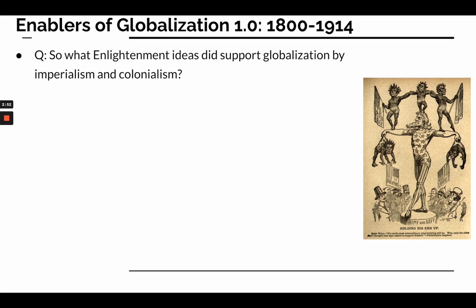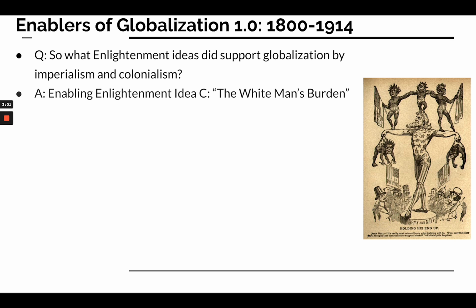So if not the Enlightenment ideas of Ricardo and Smith, what ideas did support globalization by imperialism and colonialism? Well, the answer is the enabling Enlightenment idea C, which I have termed for our purposes the white man's burden. And we can see this as kind of the dark side of the Enlightenment. And I realize that the term Enlightenment is in that sense misleading.